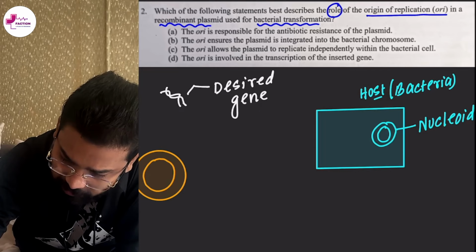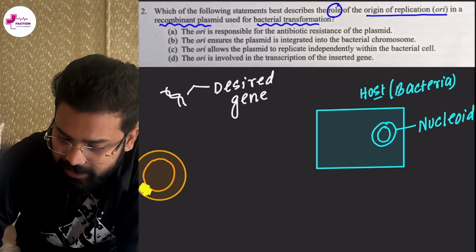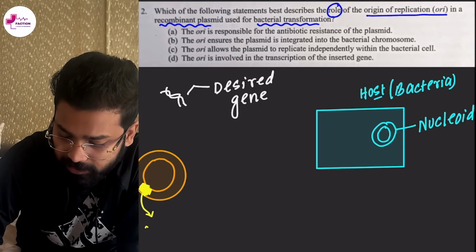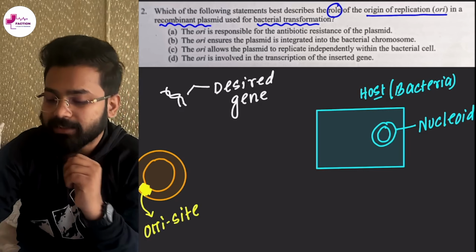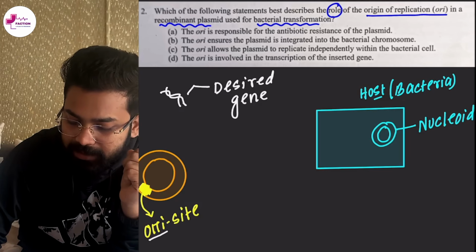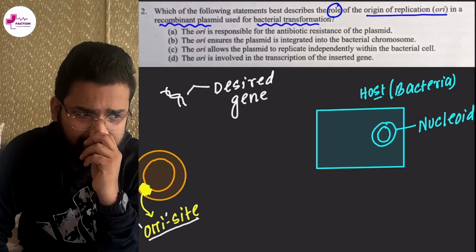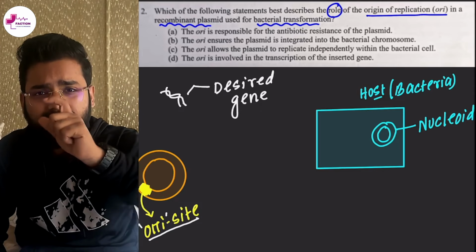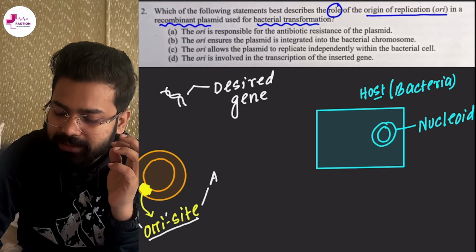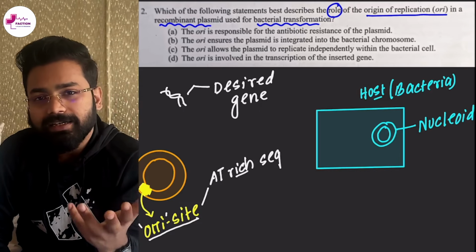In this plasmid we get a site called the ORI site. This sequence right here is called the ORI site. The function of this site, firstly, as the name suggests, is the origin of replication. How is the ORI site different from the entire sequence of the plasmid? The ORI site, firstly, is an AT rich sequence.